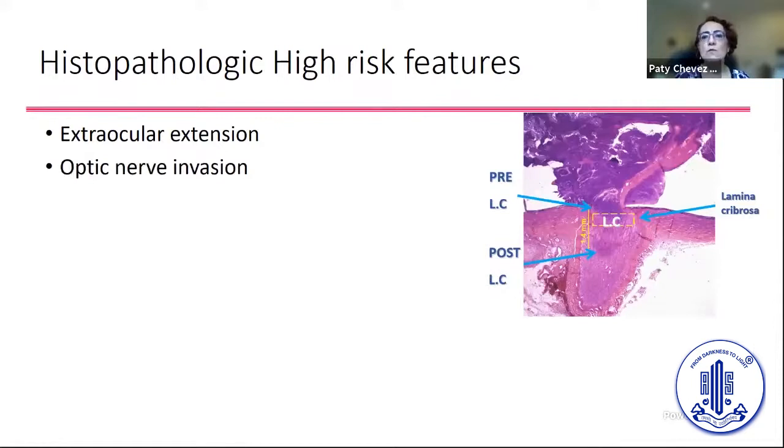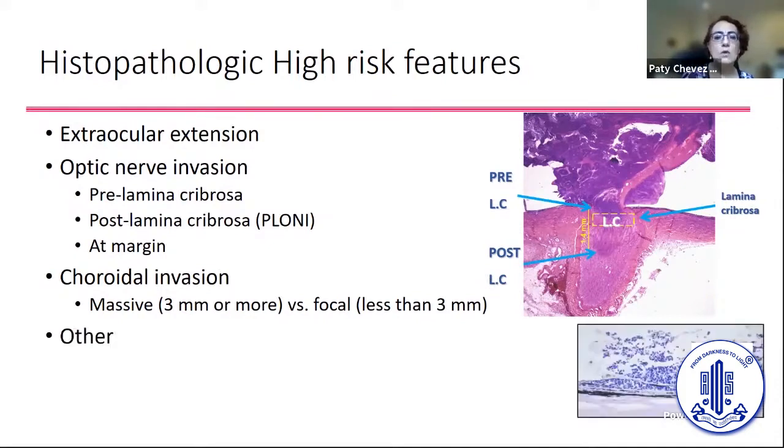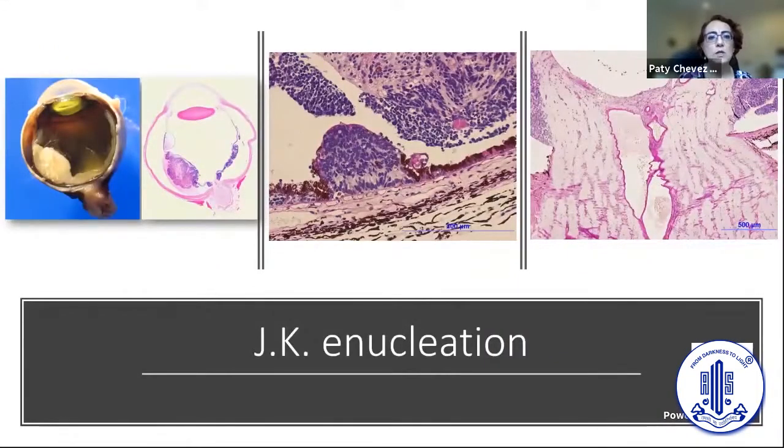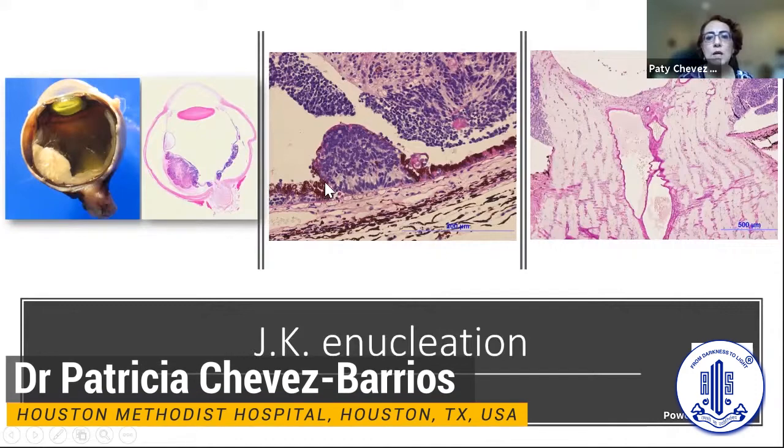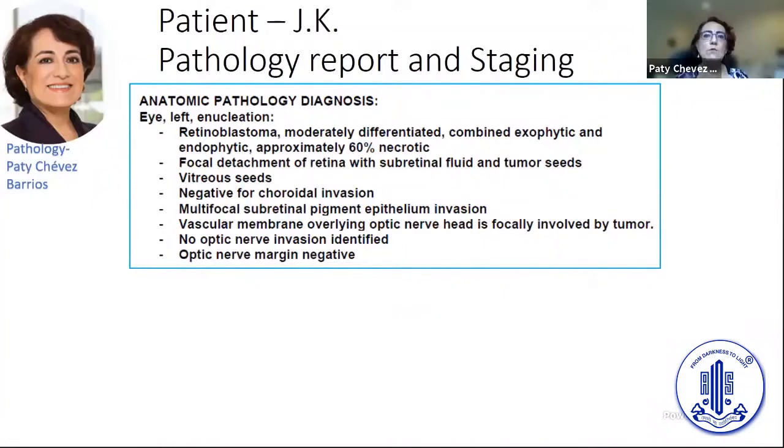So what are we looking for in histopathology? The higher risks for metastasis or recurrence are extraocular extension, of course, then optic nerve invasion, post-lamina cribrosa, and more than 3 millimeters of choroidal invasion. In this patient, we had a very well localized intraocular tumor in the retina, just subretinal RPE invasion. This is not choroidal invasion, peripapillary retina invasion, but not into the optic nerve. So this is our final diagnosis for this patient.